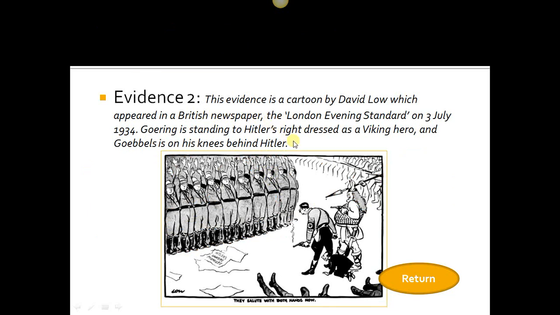Evidence 2. This evidence is a cartoon by David Low, which appeared in a British newspaper known as the London Evening Standard on the 3rd of July 1934. Goering is standing to Hitler's right dressed as a Viking hero, and Goebbels is on his knees behind Hitler.